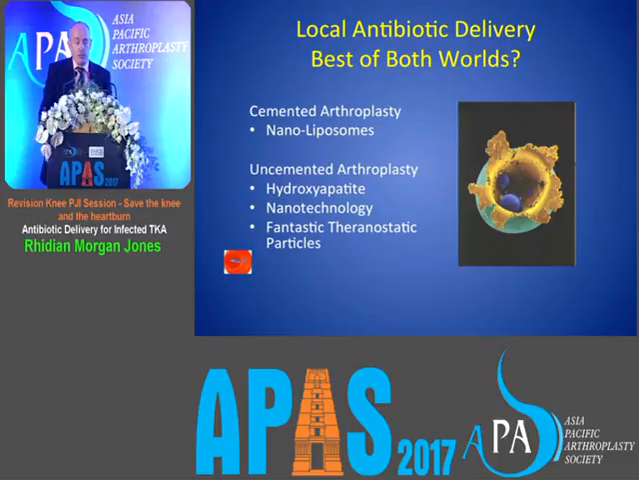Although treating infection can be difficult, I think we can have the best of both worlds if we think about local antibiotic delivery. If you want to put in a cemented implant, you've got nanoliposomes to increase the antibiotic elution. If you want to use uncemented implants, you've got hydroxyapatite coated with antibiotics. We've got nanotechnology, and we've got fantastic molecules that will help us.